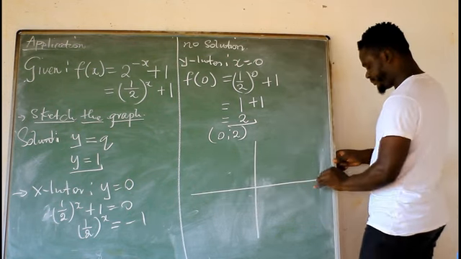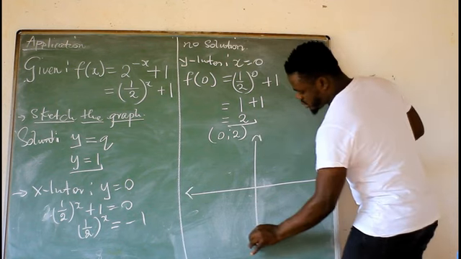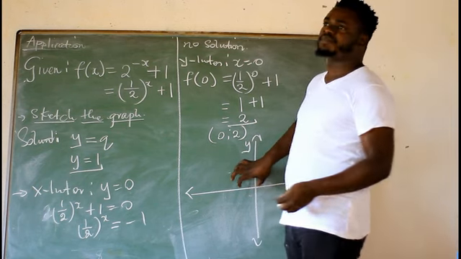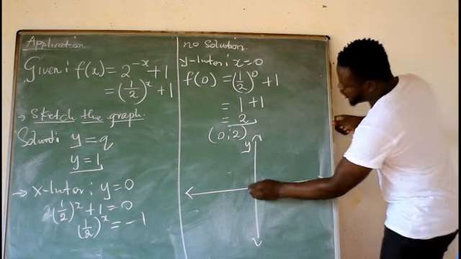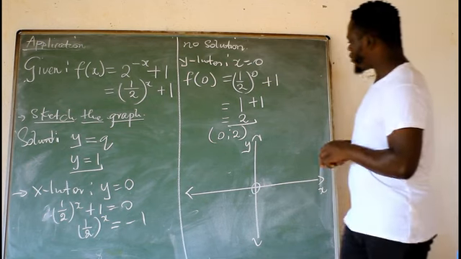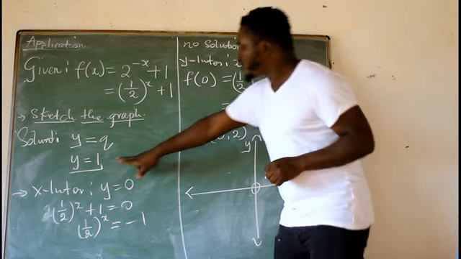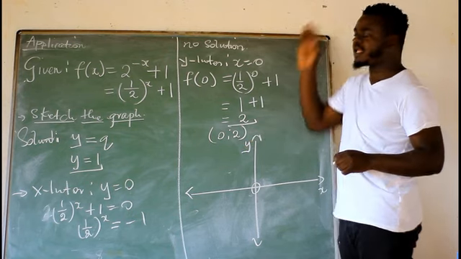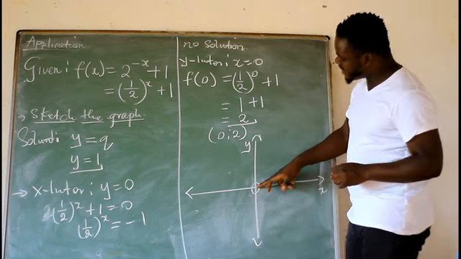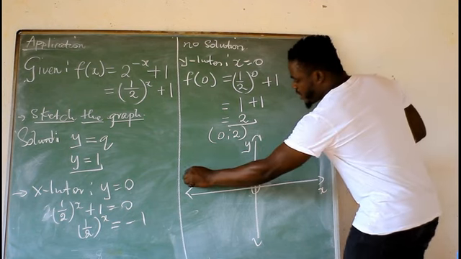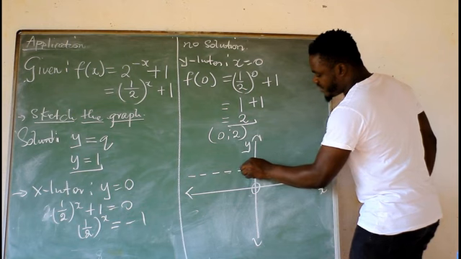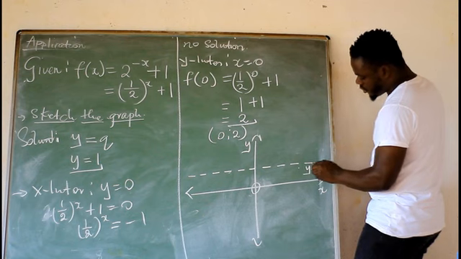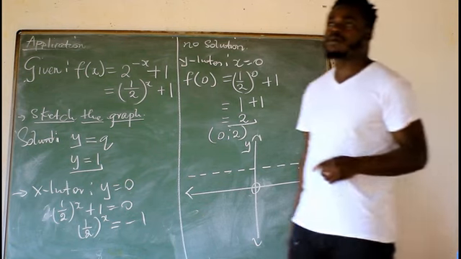Therefore, we draw the x-axis and y-axis. Guys, every graph you need to draw on the Cartesian plane. This is the Cartesian plane, and this is your origin, (0, 0). What is your asymptote? Your asymptote is y equal to 1. This is the positive y and this is the negative y. Your positive y is that side, therefore you indicate the asymptote using a dotted line, which is y equal to 1.